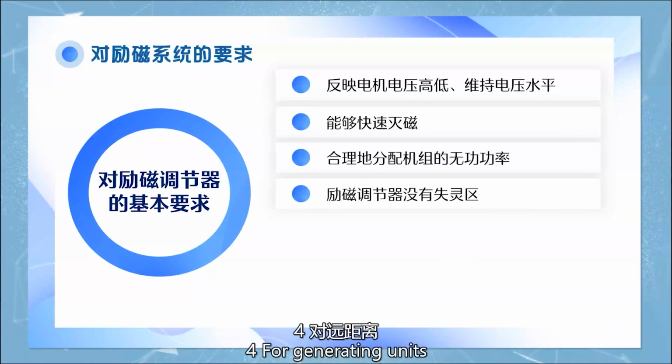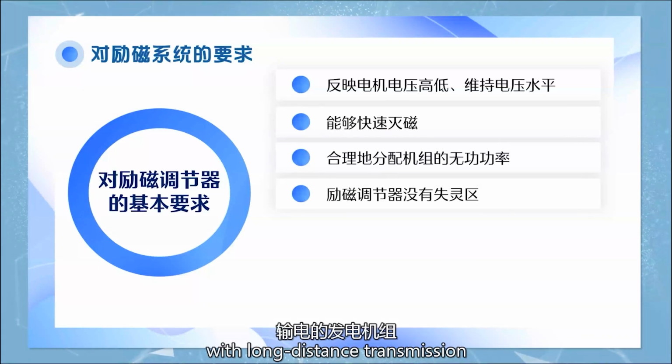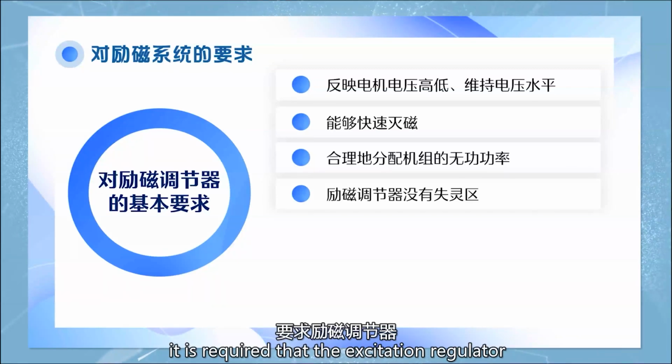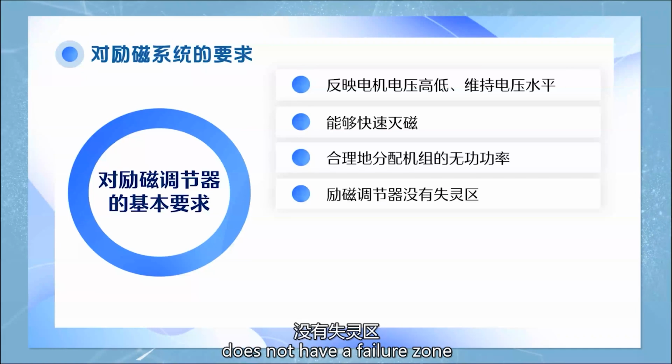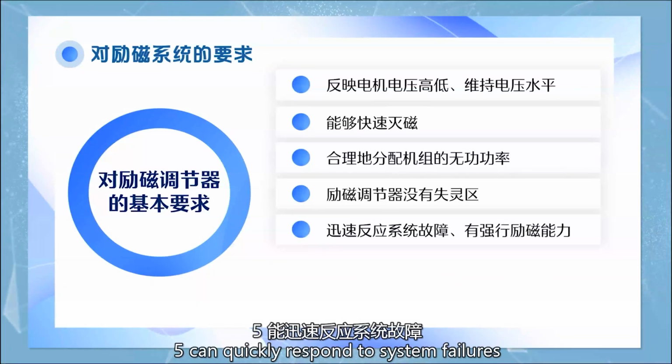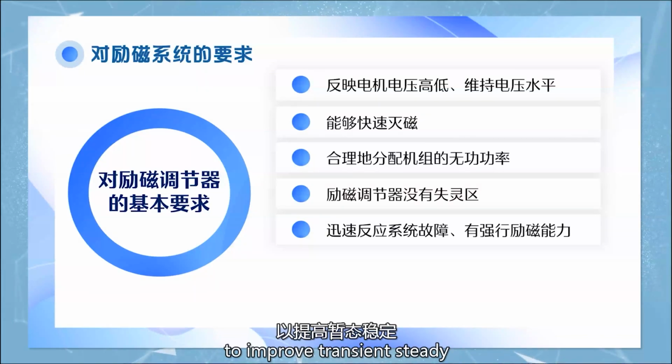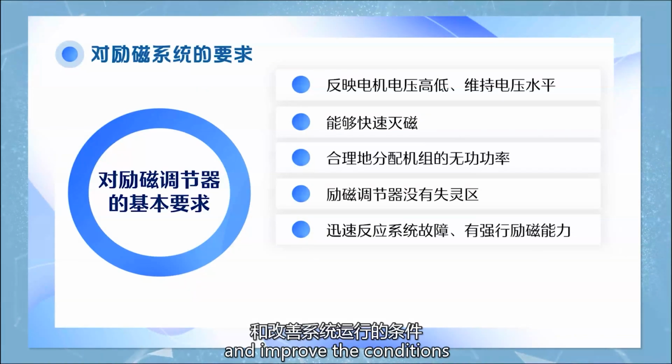Fourth, for generating units with long-distance transmission, to be able to operate in a stable area, it is required that the excitation regulator does not have a failure zone. Fifth, it can quickly respond to system failures with forced excitation and other control functions to improve transient stability and improve the conditions of system operation.